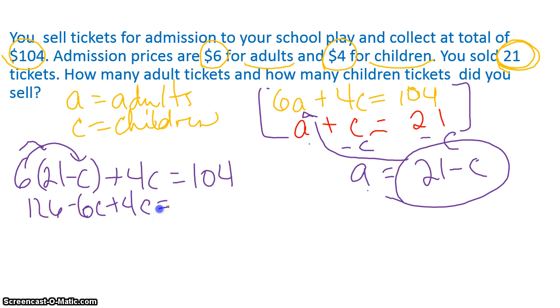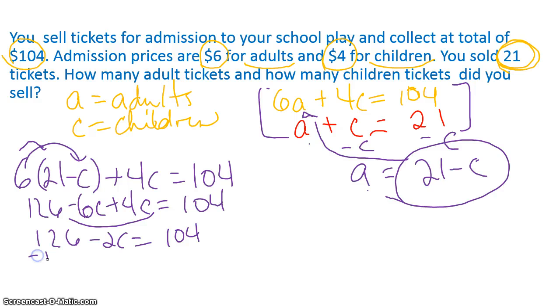Let's bring down everything else. I've got some like terms I'm going to combine, so I'm going to have 126. Now the negative 6C plus 4C is negative 2C. So we've eliminated our A, and we're now going to solve for C. So we'll move our 126 over as a negative 126.